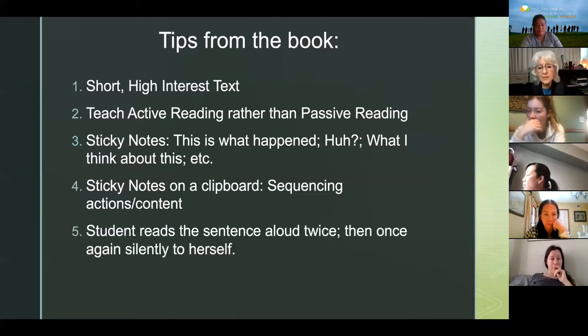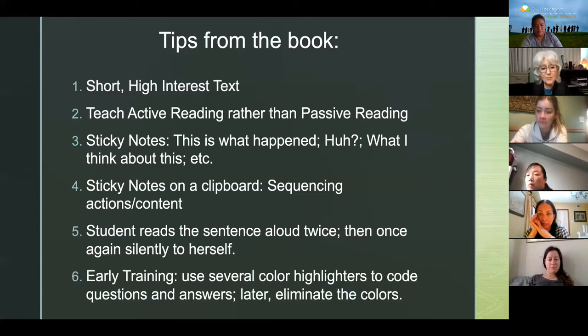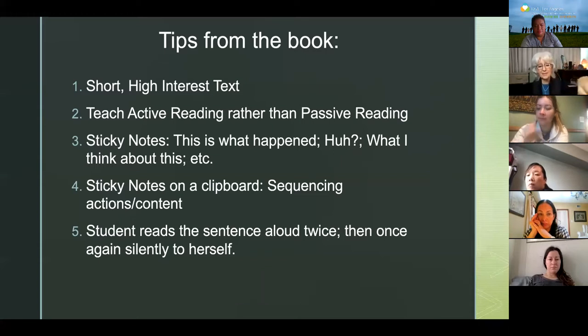Now here's one that I really, really like that I use all the time with the kids. The student reads the sentence aloud twice, first time slow, second time a little faster. Then once again, silently to herself. Oh wait, that's Sue Buckley. Okay, mine is different, let me go back to that. This is from Sue Buckley in Down Syndrome Education International. I forgot to put my sentence in there.